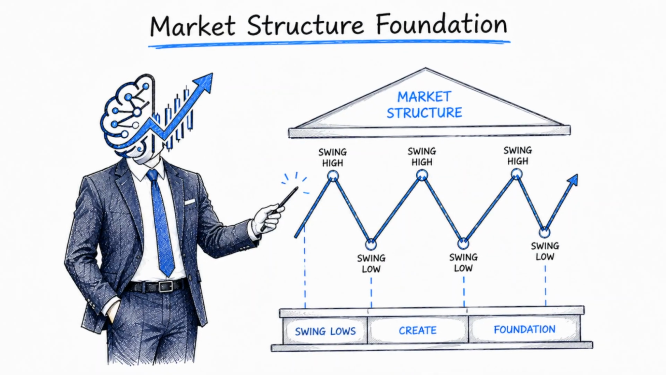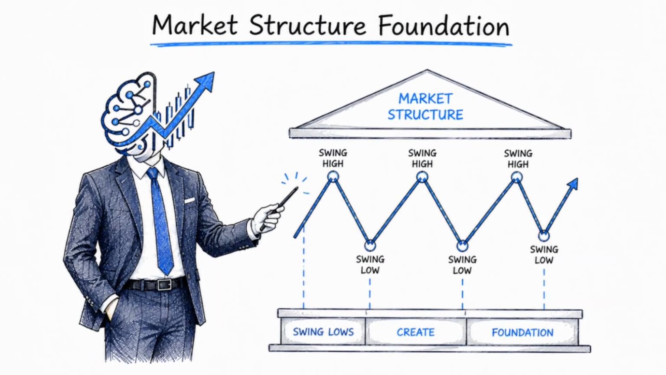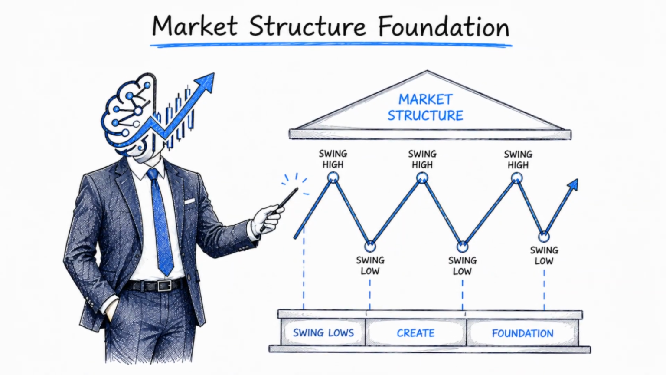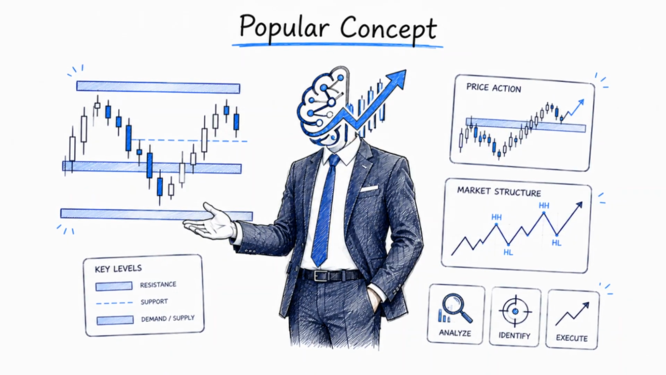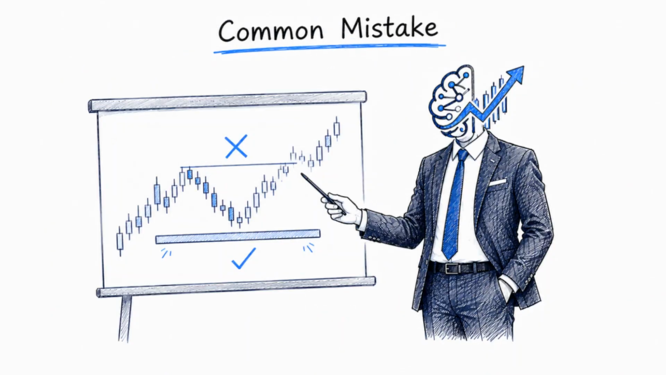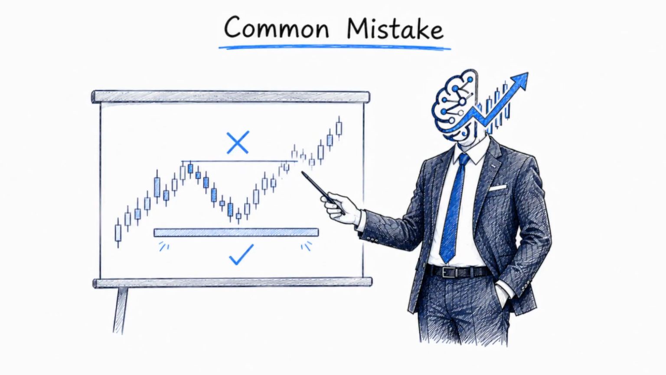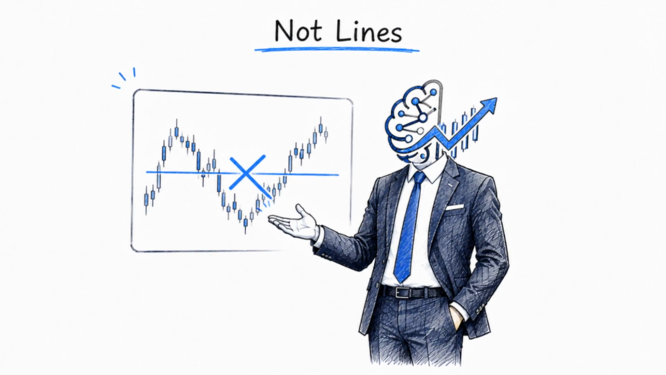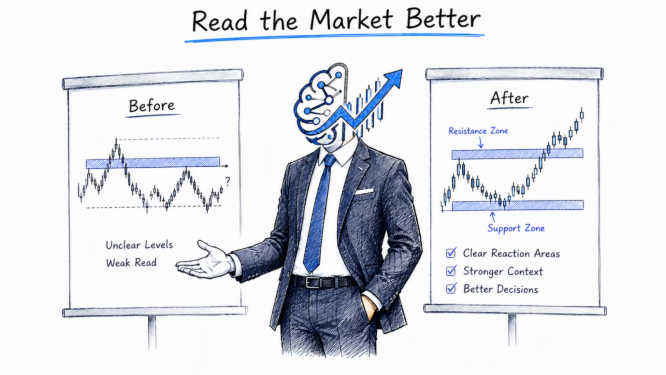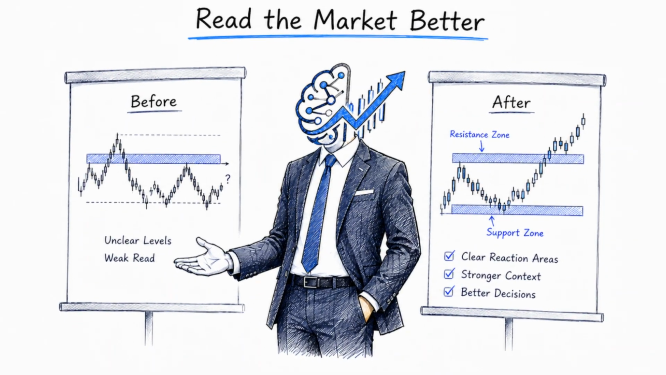In the previous lesson, we learned how swing highs and swing lows form the foundation of market structure. Now we're going to look at one of the most popular concepts in technical analysis: support and resistance. But we're also going to fix one of the biggest mistakes traders make when drawing them. Because here's the truth: support and resistance are not lines, they're zones. And that small difference can completely change the way you read the market.